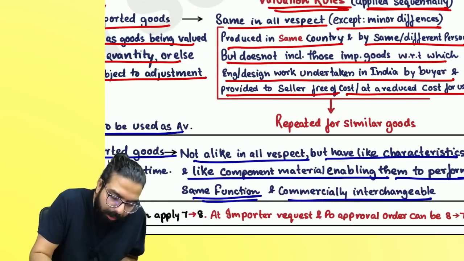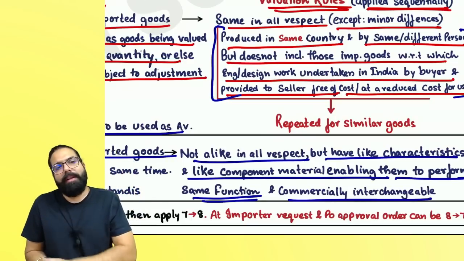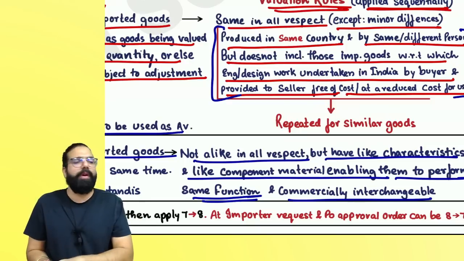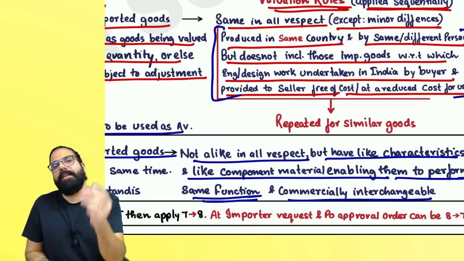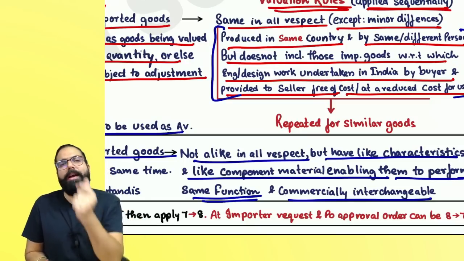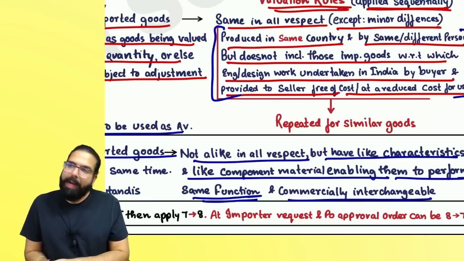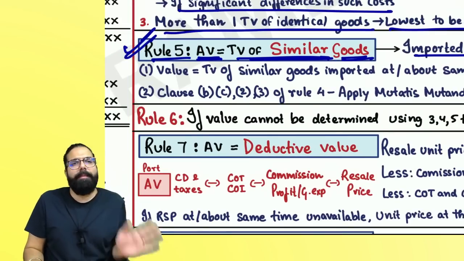The rest of these things should remain the same in similar goods also, that it should be produced in the same country by the same person or a different person. It will not include goods for which design and engineering work was undertaken in India and provided by the buyer to the seller free of cost or at reduced price. Are we clear, everyone? Now, once similar goods have been identified, everything remains the same.